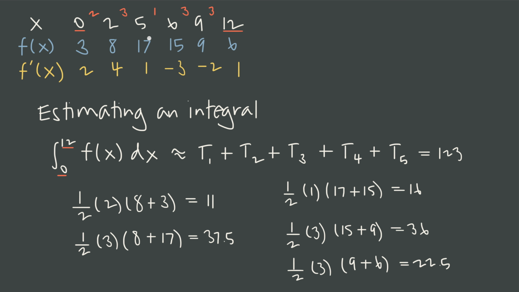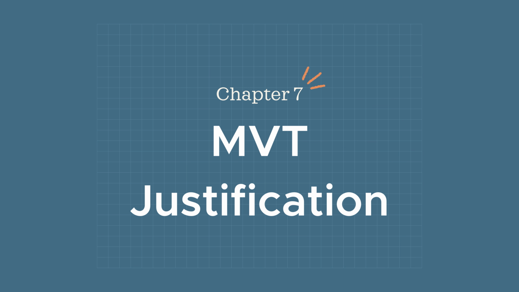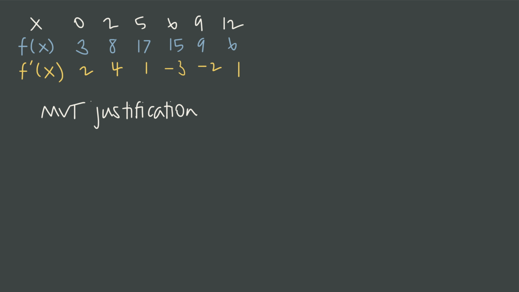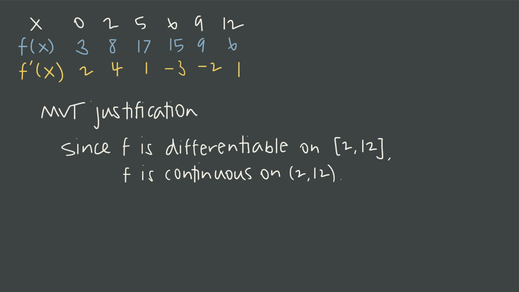Now, the last thing here with the table is a mean value theorem justification. And the thing that really matters here is writing out the full sentence, not just writing "by MVT" at the end of our work. We actually have to state the conditions of the theorem and then state what the conclusion gives us. So let's say the problem tells us that f is differentiable, and it asks us to justify that there's some value c in the interval from 2 to 12 where f prime of c equals the average rate of change of f on that interval. We actually have to write out this full sentence here.